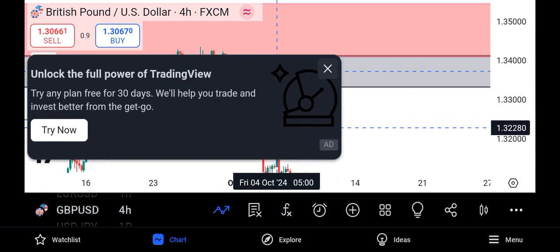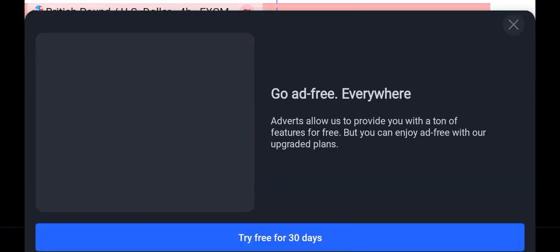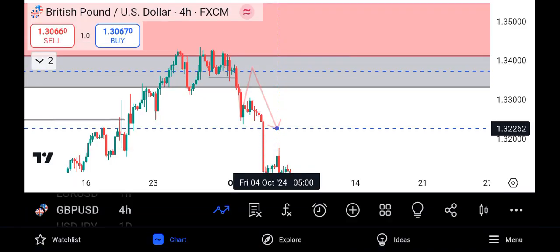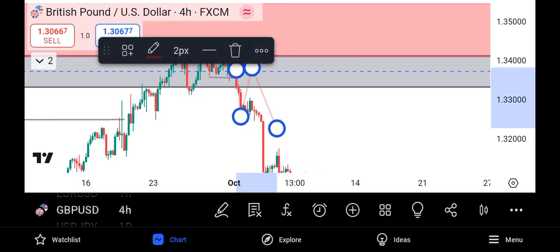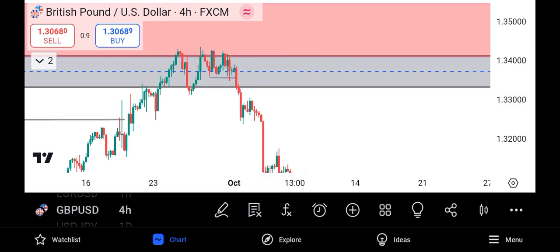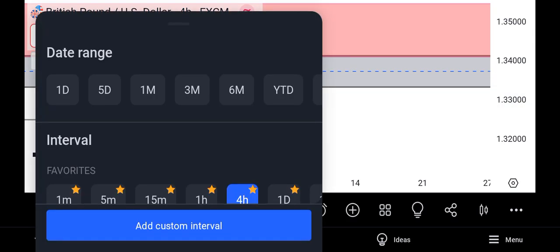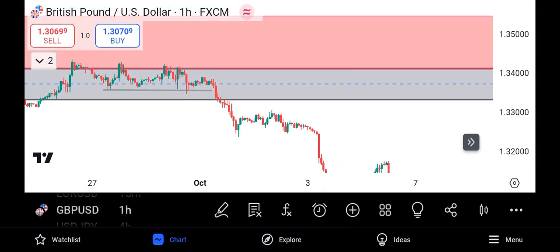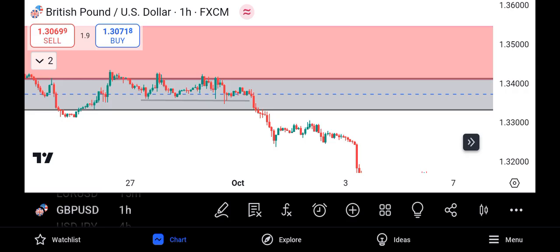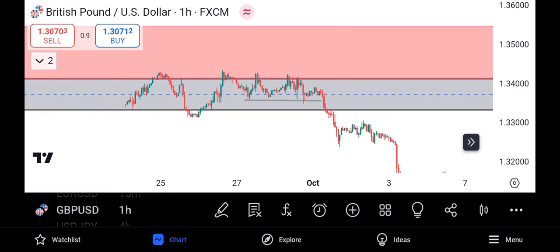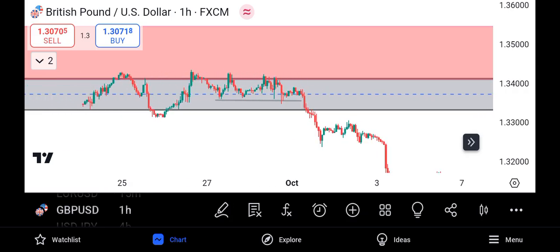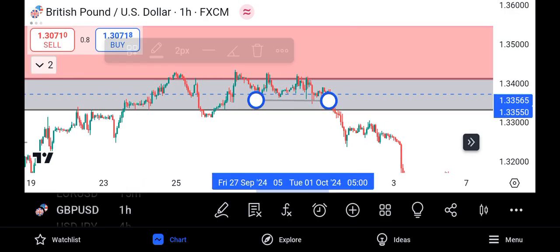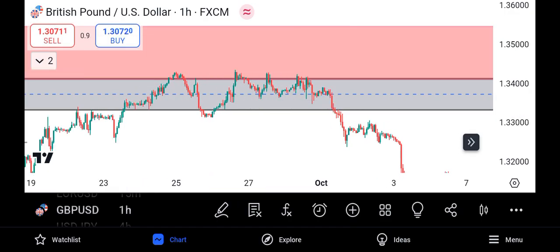But my plan changed. Why? Because I had to go to my 15-minute time frame. I was watching this retracement carefully. I think it should be in 1 hour. No. Yeah, I think it was in 15 minutes. Let me check 15 minutes.